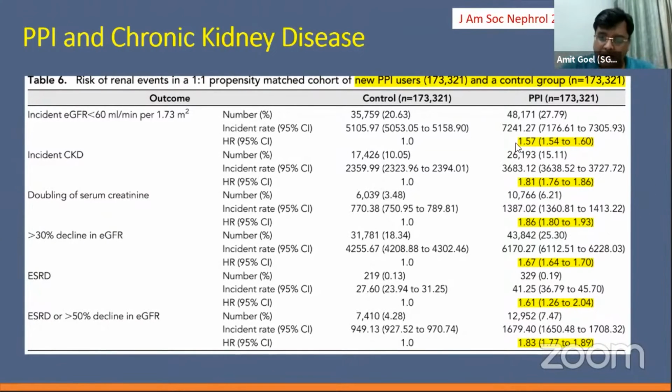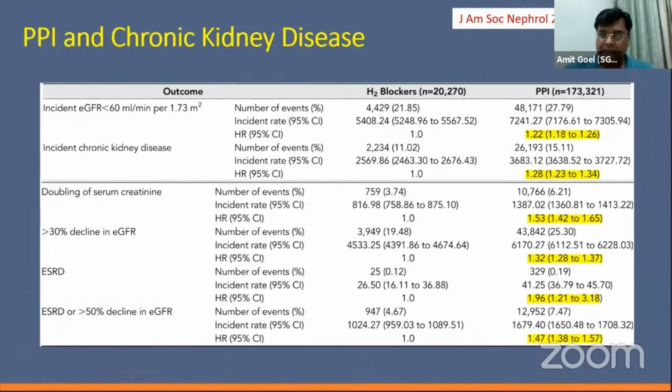hazard ratio of around 1.5 to 1.8 of reduction of GFR to below 60, new onset CKD, doubling of serum creatinine, more than 30% GFR, and new onset ESRD. So different parameters have been seen for the chronic kidney disease, and everything hazard ratio was significantly higher in PPI user as compared to controls. The same study, if you compare PPI versus H2 blocker, the risk was higher in PPI user as compared to H2 blocker.